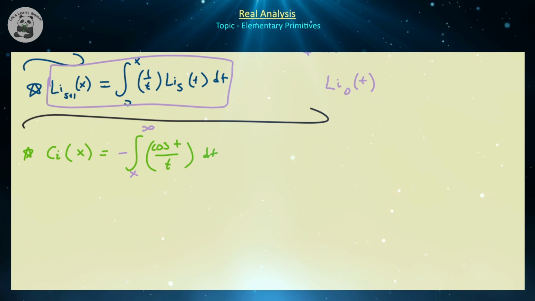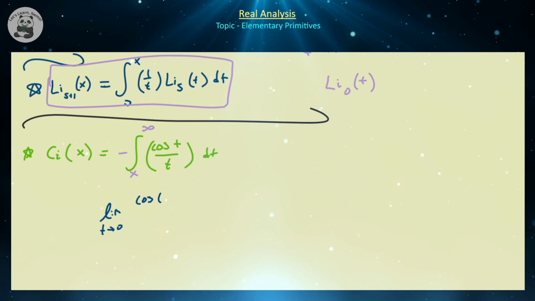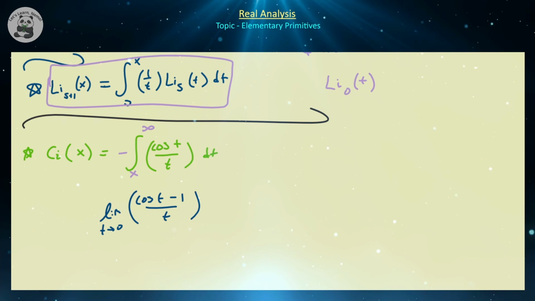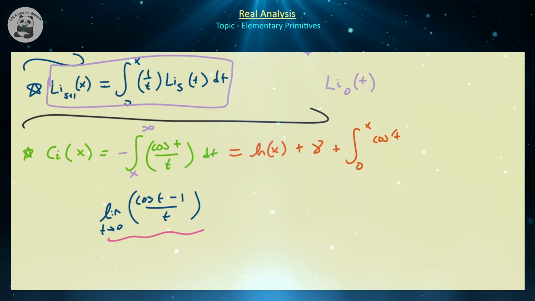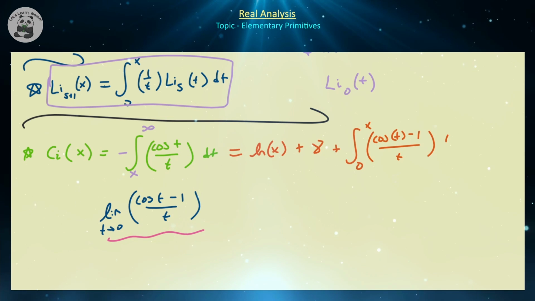If you remember from single variable calculus, there is a limit that we use in proving the derivative of cosine is minus sine, and that's the limit as t goes to 0 of cosine of t minus 1 over t. So it's actually more natural to define a special function in terms of this difference. And you actually can very easily do this. You can write this integral equivalently as the natural log of x plus the Euler-Mascheroni constant plus the integral from 0 to x of that function, the cosine of t minus 1 over t dt.